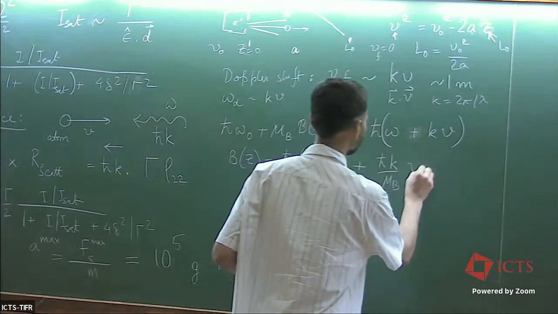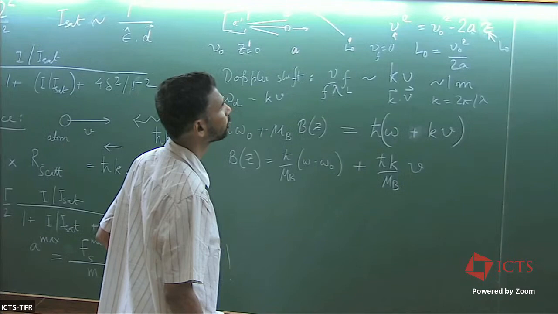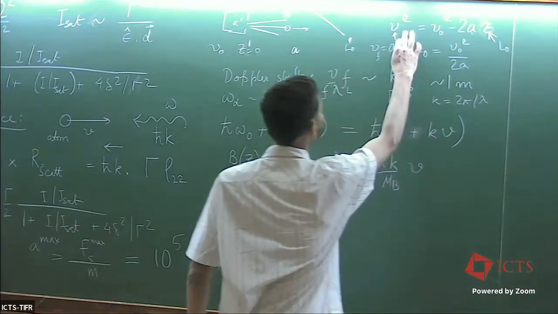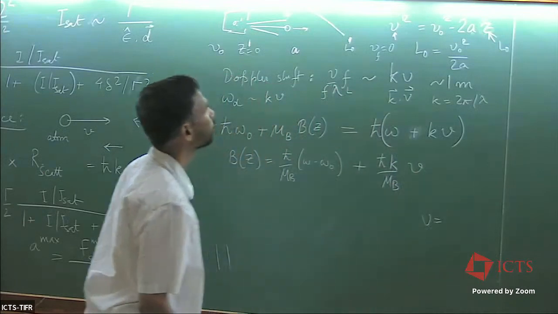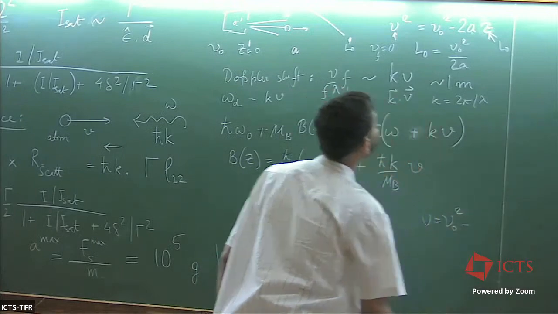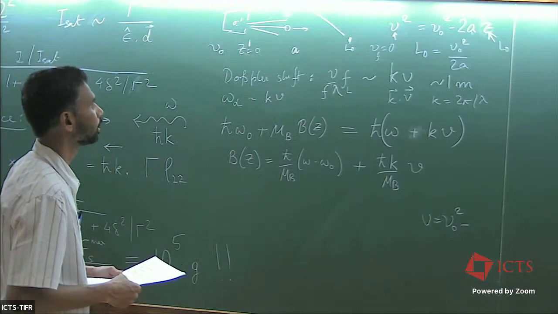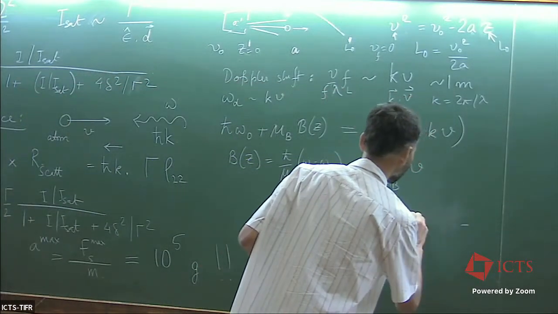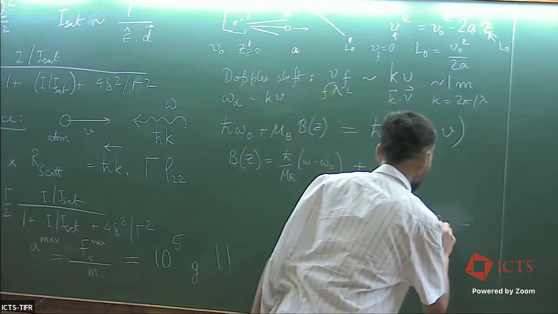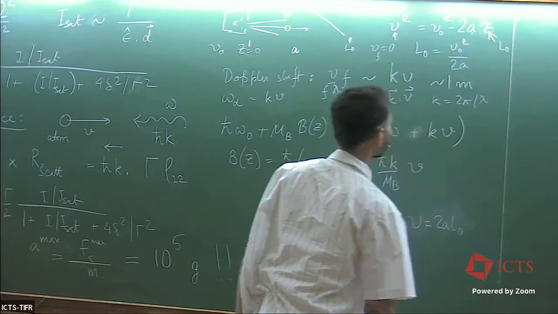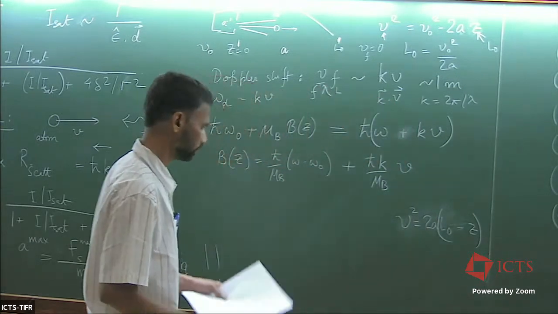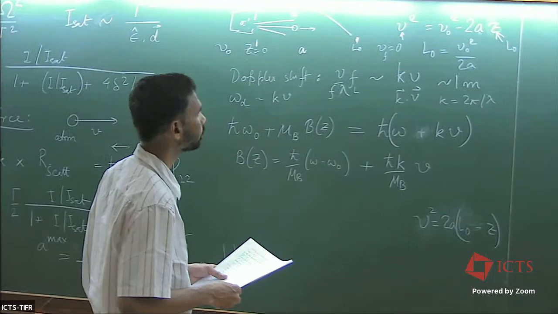And what is v? Now I want to write v in terms of the stopping distance, so let's write it in terms of L zero. This v squared is v zero squared minus 2 a z, where v zero squared is twice a L zero. So v squared equals 2 a L zero minus 2 a z.